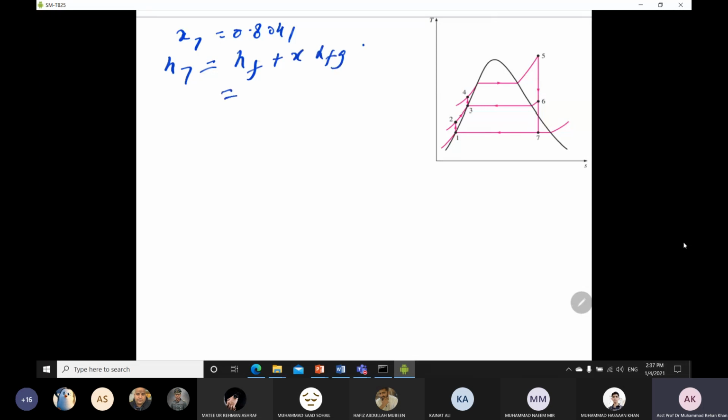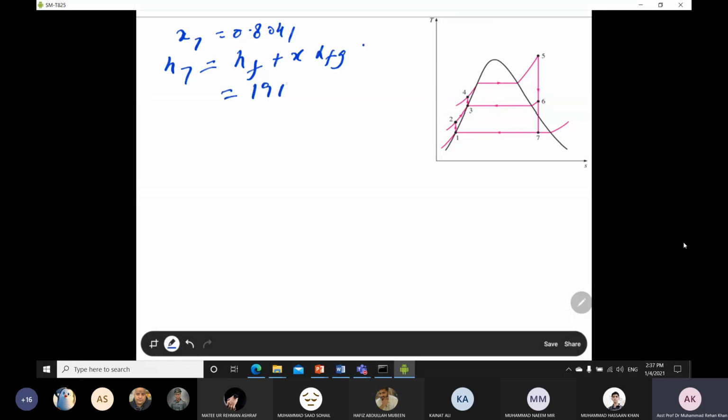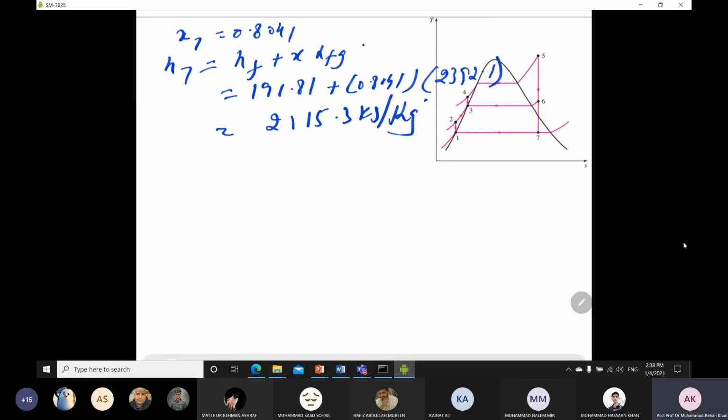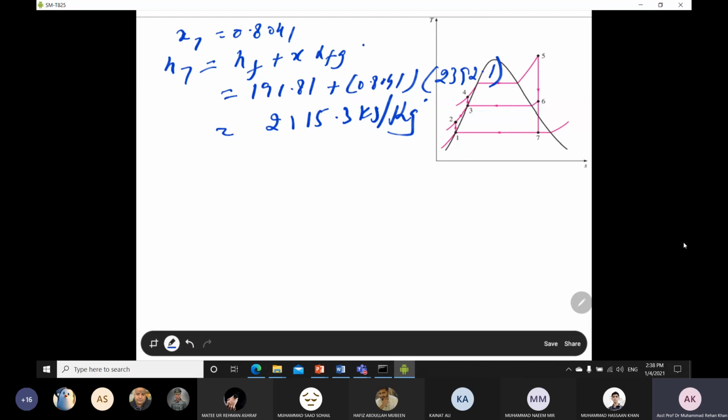Now coming towards H7. H7 is equal to Hf plus X into Hfg. Hf you have to find against the value of your 10 kilopascal, which is 191.81, and X is 0.8041. Hfg you can also find from the thermodynamics table, which turns out to be 2392.1. Just solve it and you will get 2115.3 kilojoule per kg. So all the enthalpies are now known to us.